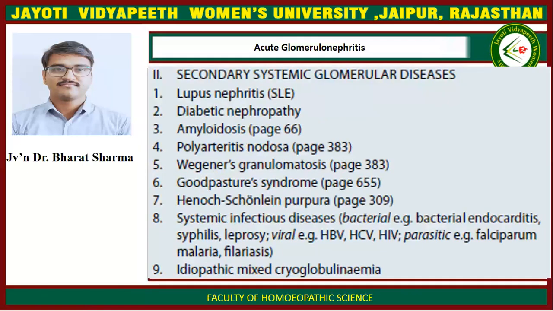Second is secondary systemic glomerular disease. First is lupus nephritis, diabetic nephropathy, amyloidosis, polyarteritis nodosa, Wegener's granulomatosis, Goodpasture syndrome, Henoch-Schonlein purpura, systemic infectious diseases that is HBV, HCV, HIV, parasitic infections, and idiopathic mixed cryoglobulinemia.